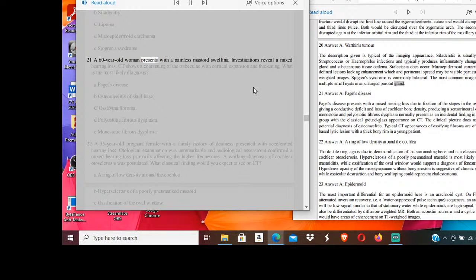A 60-year-old woman presents with a painless mastoid swelling. Investigations reveal a mixed hearing loss. CT shows a coarsening of the trabeculae with cortical expansion and thickening. What is the most likely diagnosis?